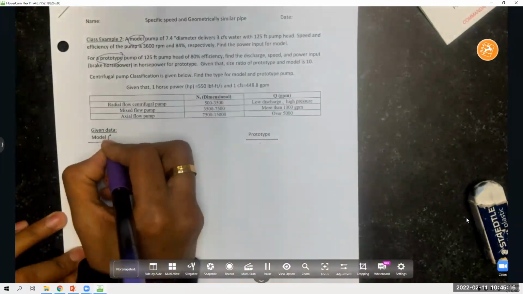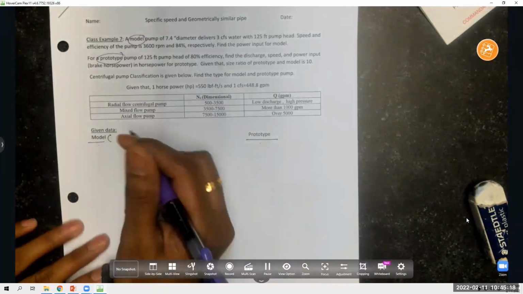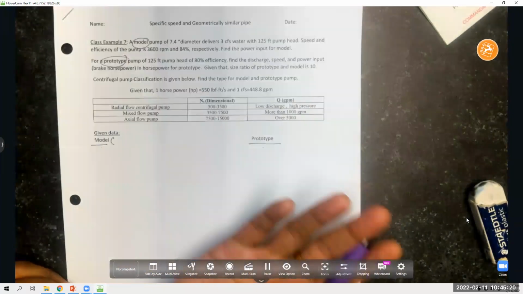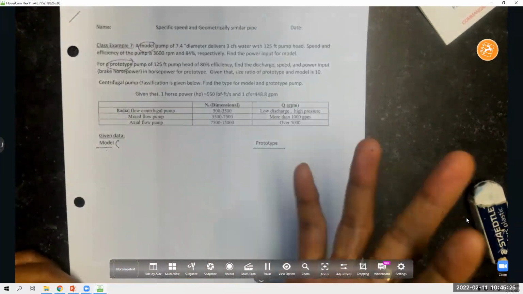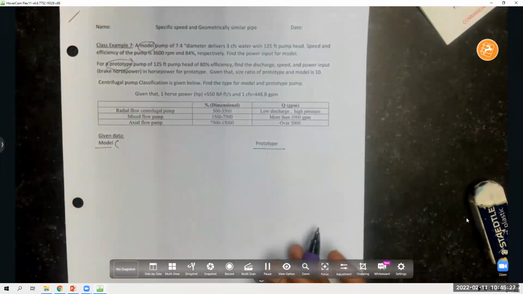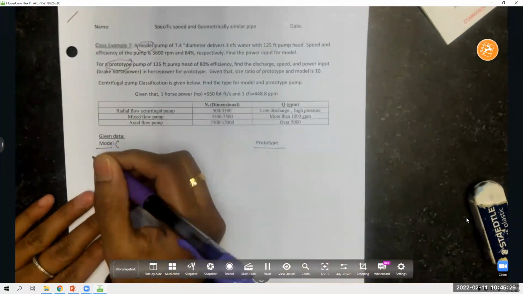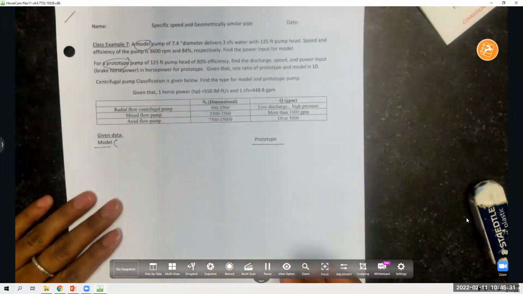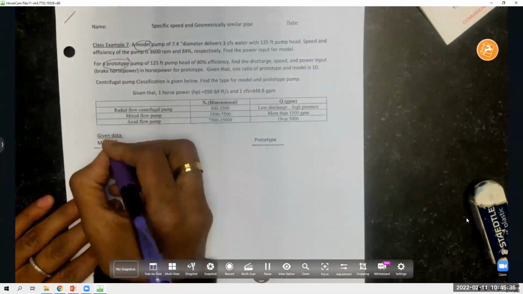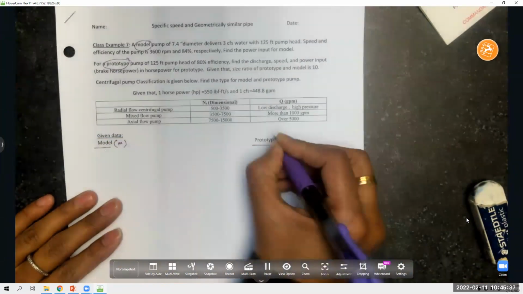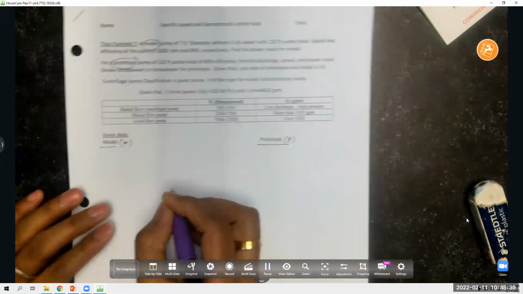So for model, you can use subscript 1 or M. For prototype, you can use subscript P or 2. It depends on you, which one you feel comfortable. I personally like M for model, P for prototype. It's kind of easy to identify. So that's what I will do, okay? Model M and prototype P.